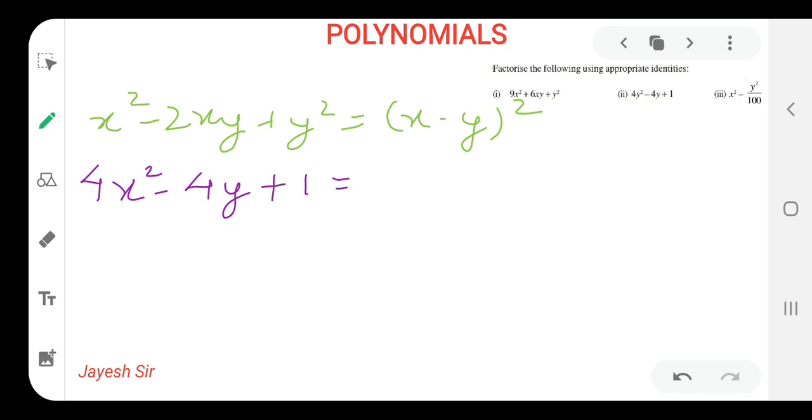Now we have to solve it further. Before solving that, what we are supposed to find, we need to find the value for x and y. So I am solving below over here. 2x square is this. Now minus 2 into 2x.